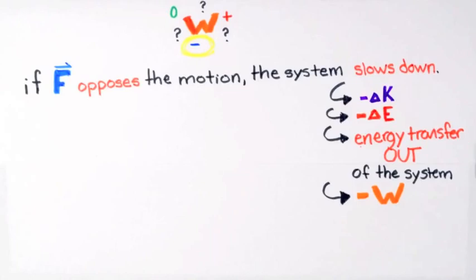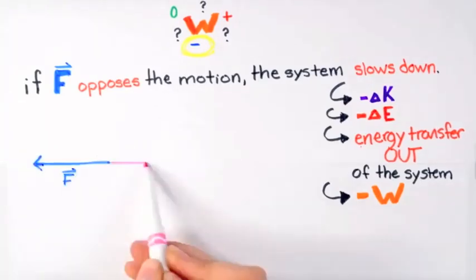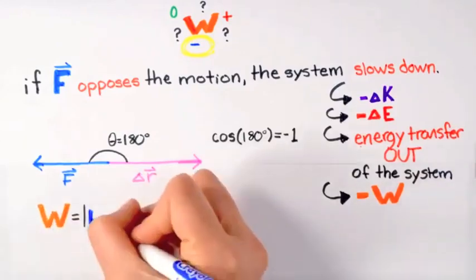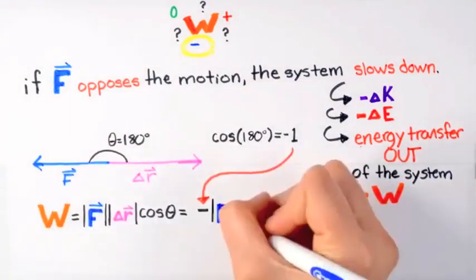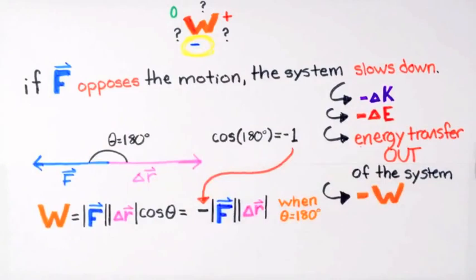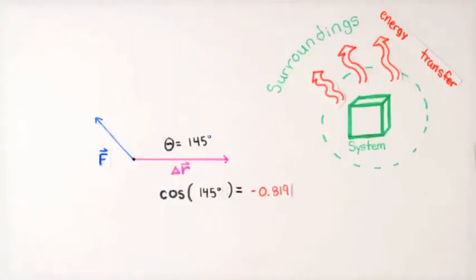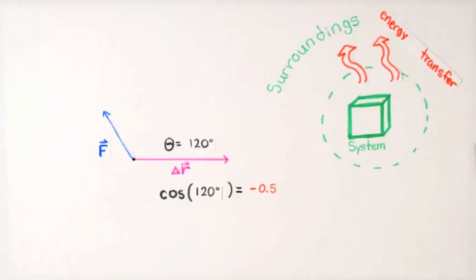Our current expression for work accounts for this. The angle between F and delta R is 180 degrees, so cosine of 180 degrees is -1, and the work done here would be negative. Notice that if the angle between the force and the displacement was between 90 and 180 degrees, the work would still be negative. The force F would still be transferring energy out of the system, but not as much as in the case where F and delta R are completely anti-aligned.